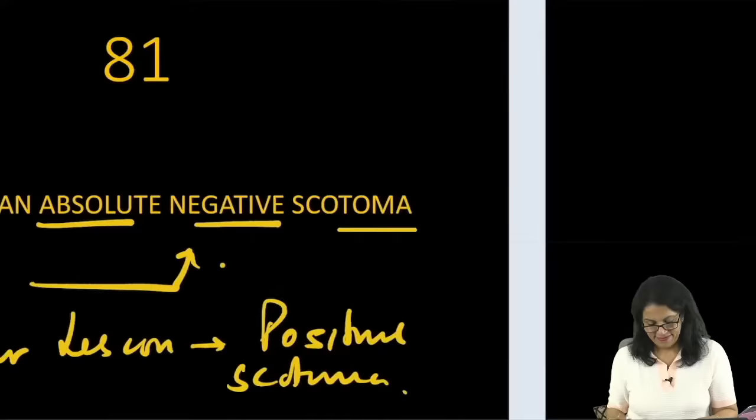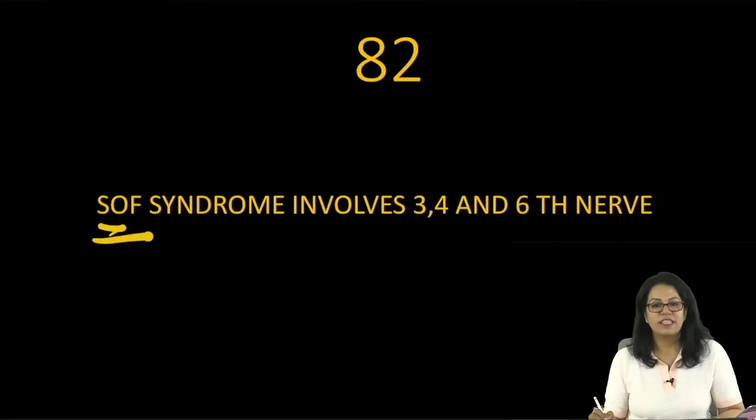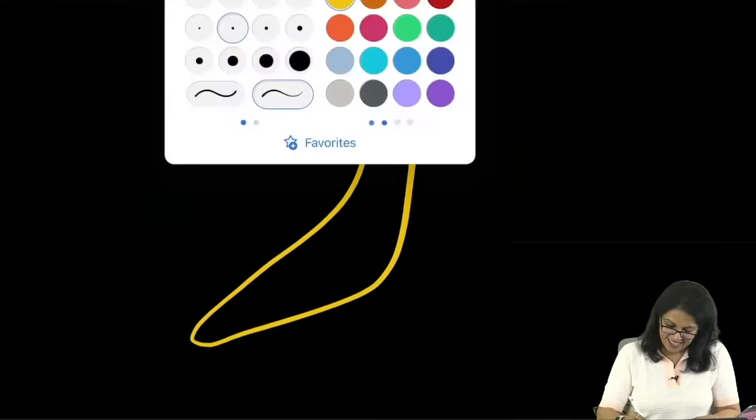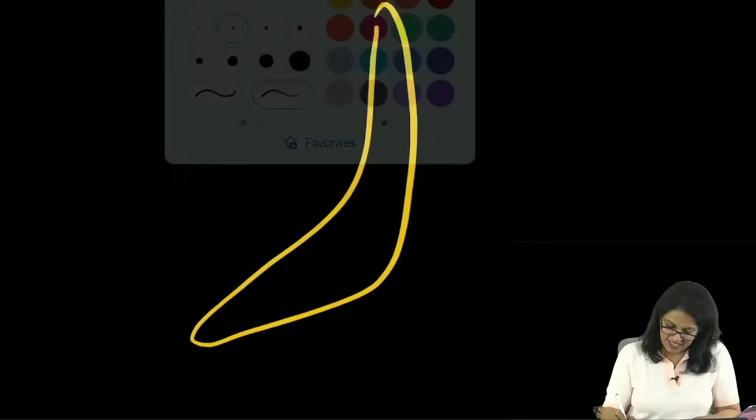Okay, next. Superior orbital fissure syndrome involves the 3rd, 4th, and 6th nerves. So all the nerves which are passing through the superior orbital fissure will definitely be involved. I hope you remember that diagram of the superior orbital fissure. This is your annulus of Zinn. What are the nerves passing? LFT are passing outside the Zinn.